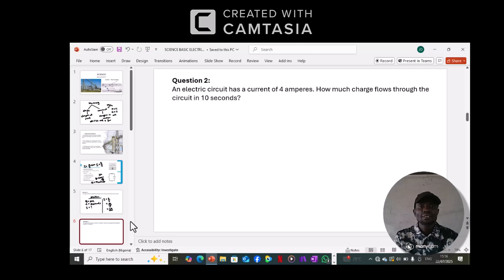An electric circuit has a current of 4 amperes. How much charge flows through the circuit in 10 seconds? Okay, now let's solve it. Solution.